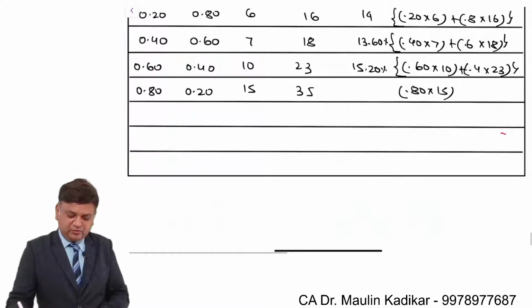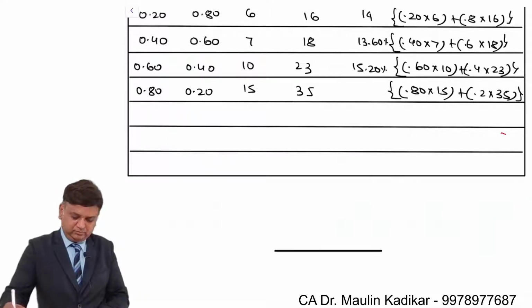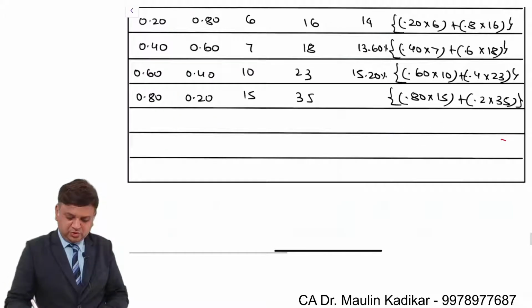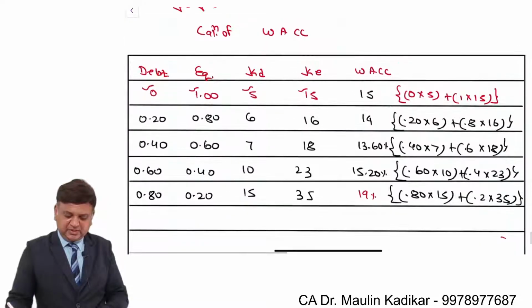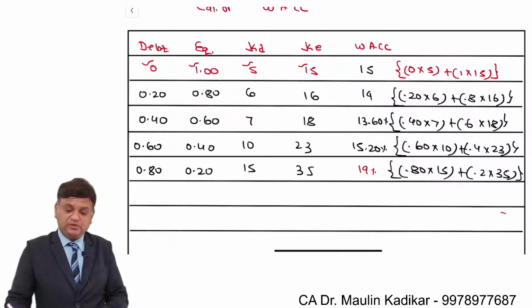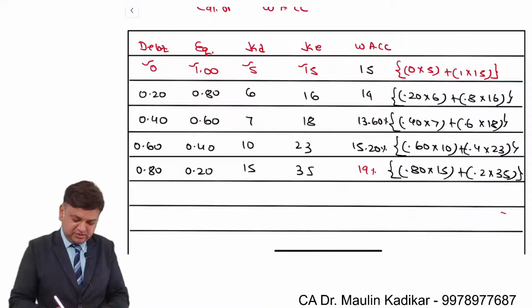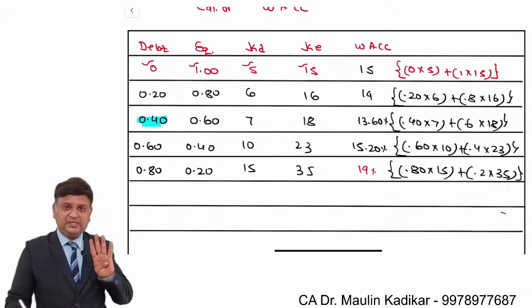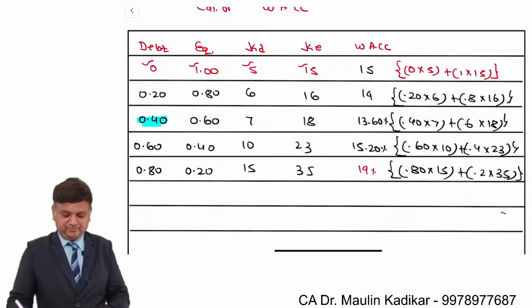So 0.8 into 15 plus 0.2 into 35. Weighted average is 19. So we can see that the weighted average cost of capital increases gradually. So we should stop raising the debt financing beyond this. The optimal capital structure is 40% debt and 60% equity. Beyond that, we should not raise debt financing.